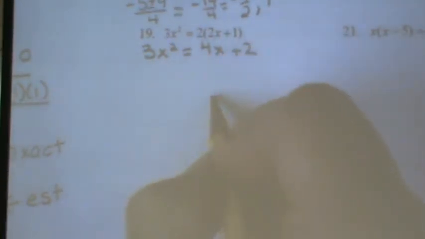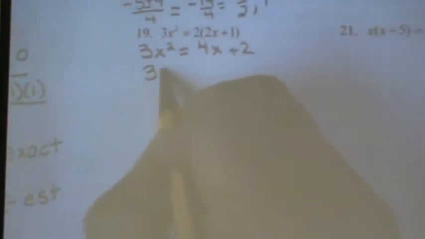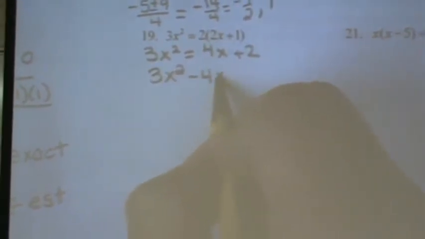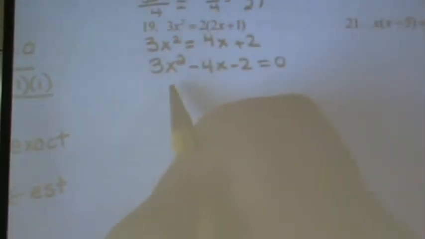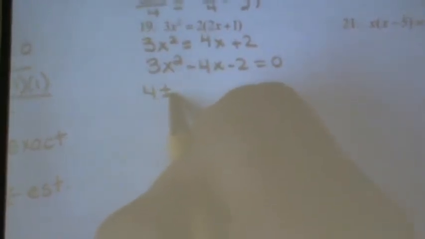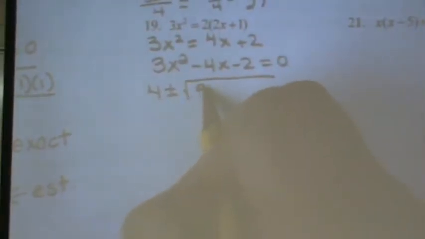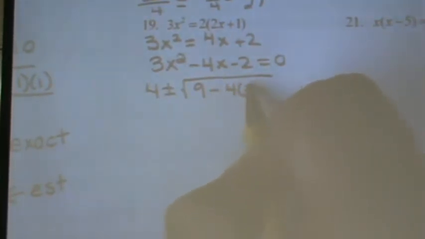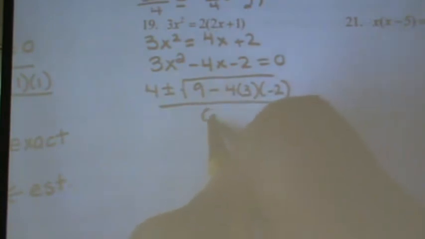The next one. Looks like we have some factoring to do. 2 times 2x is 4x, and 2 times 1 is 2. We can't figure out what a, b, and c are unless it's in standard form. So 3x squared minus 4x minus 2 is 0. So your quadratic formula says it's the opposite of b, so 4 plus or minus the b squared, that's 9, minus 4 times 3 times negative 2. All over 2 times 3, which is 6.